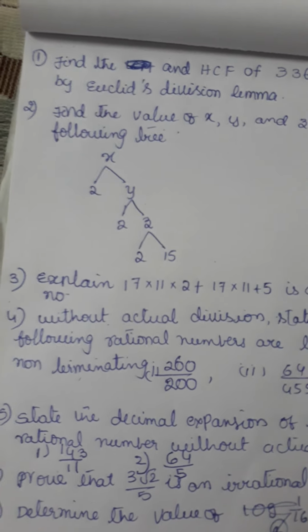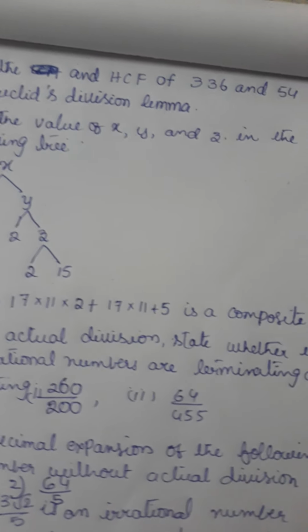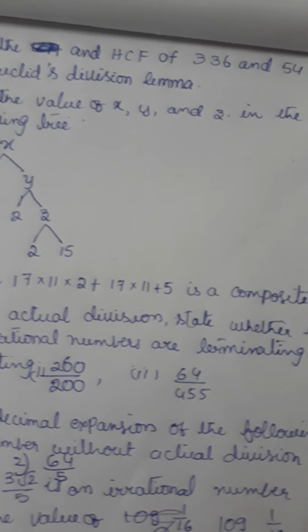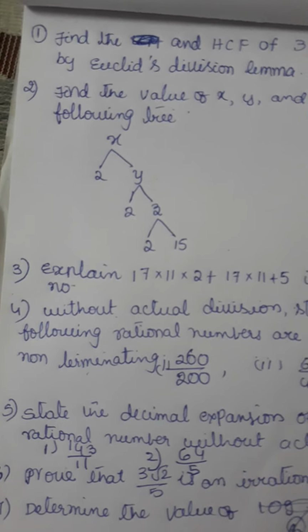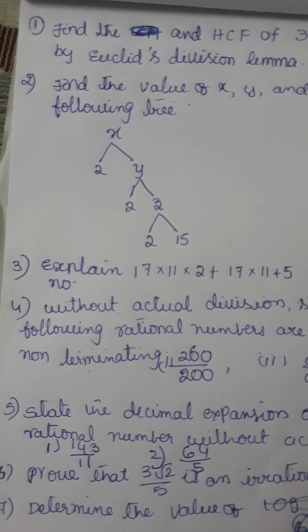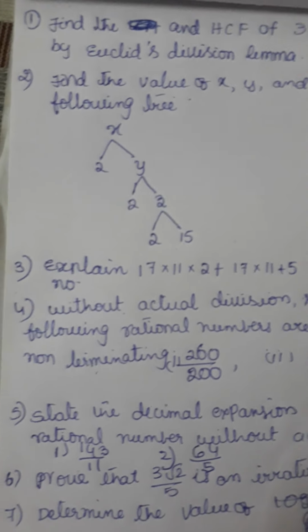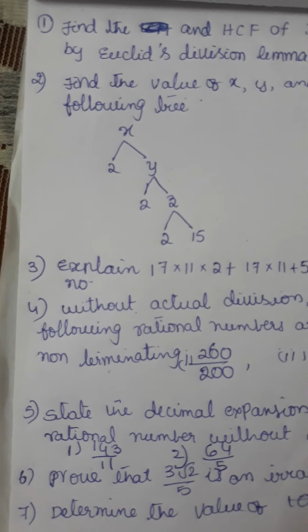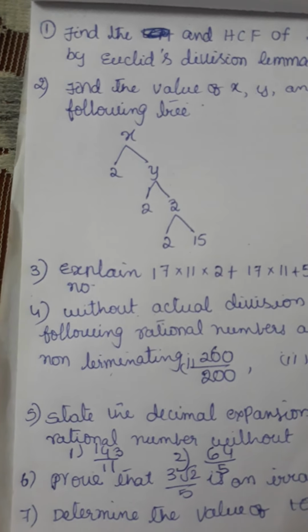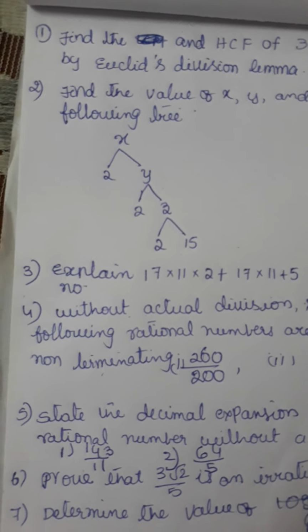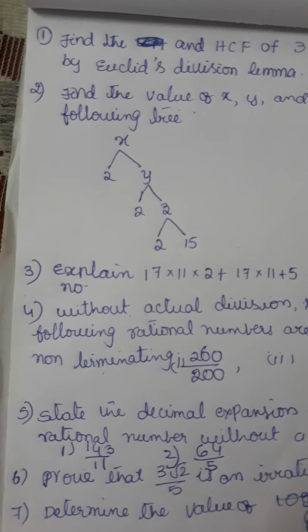Next, fifth one, state the decimal expansion of the following rational numbers without actual division. So here the first one is given as 143 by 11. Check whether this is in standard form or not. Here 143 and 11 are not in standard form. If you cancel it, 11 times 13 is 143, it is nothing but 13. So it is a rational number directly. 13 is a rational number.